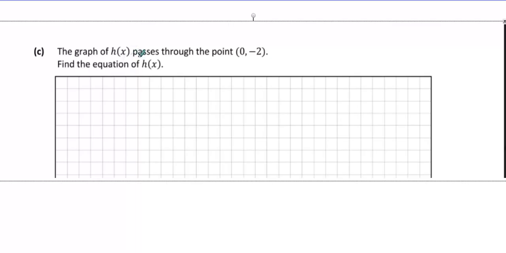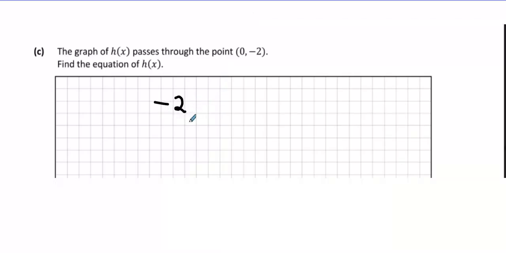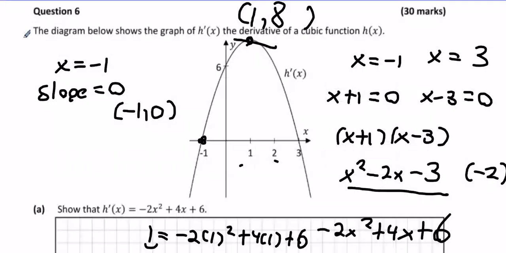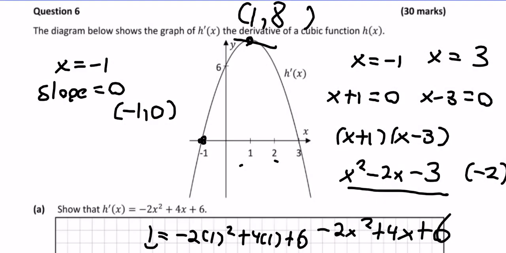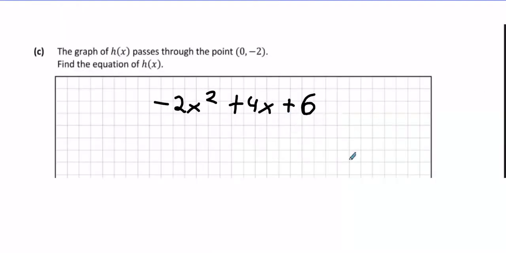The graph of hk passes through the point 0, minus 2. Find the equation of hk. Integration is the opposite of differentiation, okay? So is everybody happy? This is the differentiated product. What is it? Minus 2x squared plus 4x. And then what else is it? 6. Integration is essentially what needed to be differentiated to turn it into a 6. Any guesses? There you go. What needed to be differentiated to turn into 4x? It's x squared because it goes one higher in power.